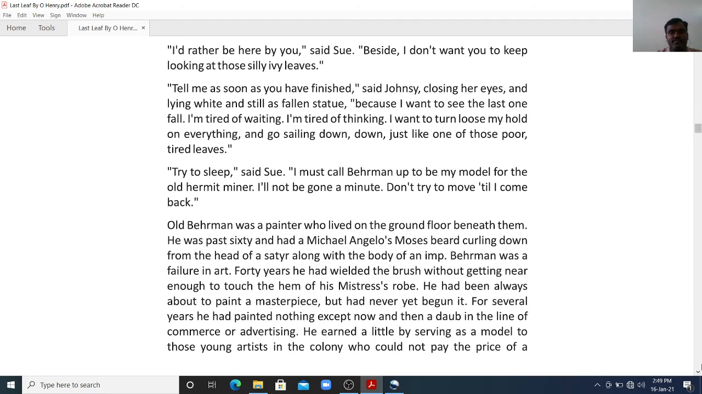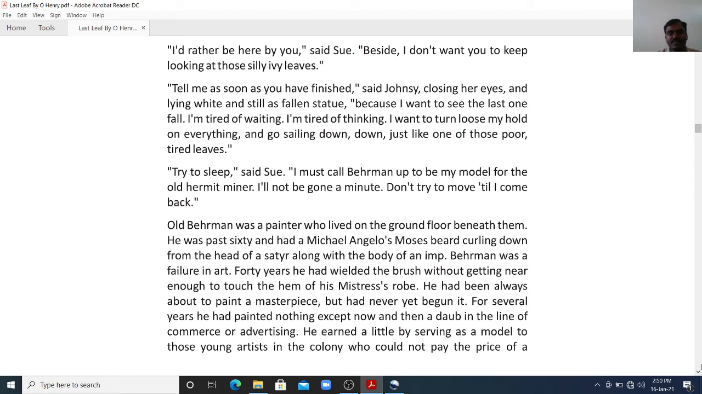that I need to see the last leaf falling down. Closing her eyes and lying white and still as a fallen statue. Lying white and still as a fallen statue. Very adamant, very cold, very unhappy, because I want to see that last one fall.